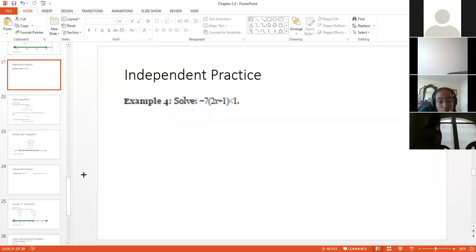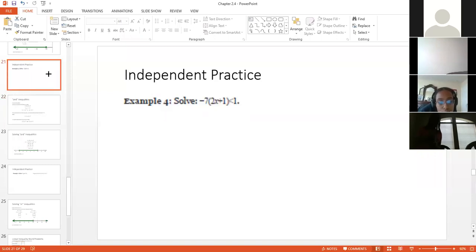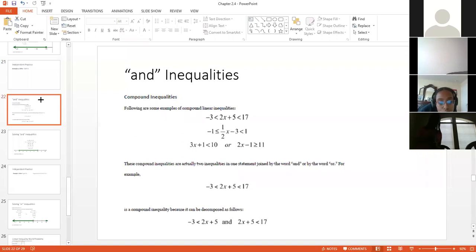So you can also solve compound inequalities. We're just solving regular inequalities, but with more than one statement. Here are some examples of compound inequalities. This is an and statement, which you can decompose into two inequalities. And this is an or statement, separated by the word or.